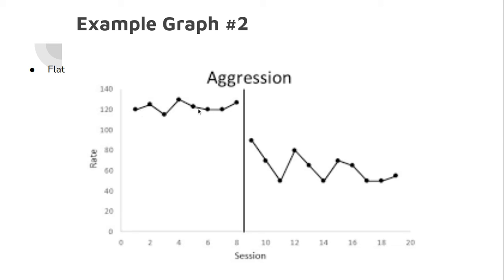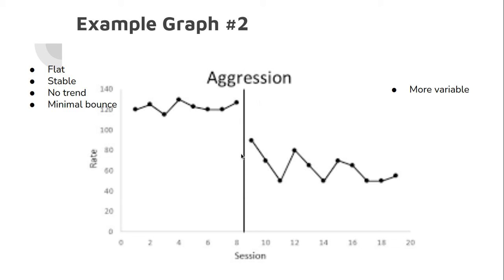So we can see that the data is flat. There's not a lot of variation. The rate is high, but the data points themselves show a flat pattern. So again, that would be stable. There's no trend and there's minimal bounce between the points. So they all stay around the same rate. And so that would show us a stable pattern of the behavior.